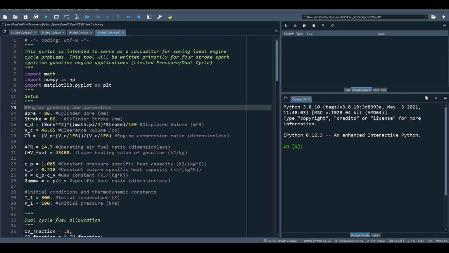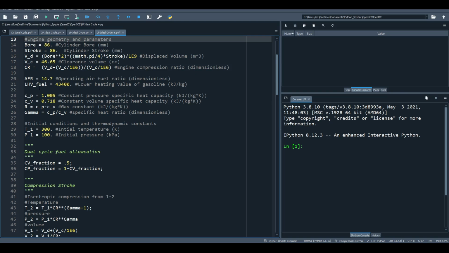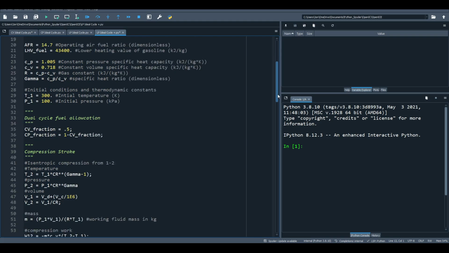We've got 86 millimeter bore and stroke. We've changed our clearance volume a little bit. This is going to give us about an 11.7 to 1 compression ratio. Values for fuel are changed back to gasoline. Initial conditions are the same. And then we have the important part here.